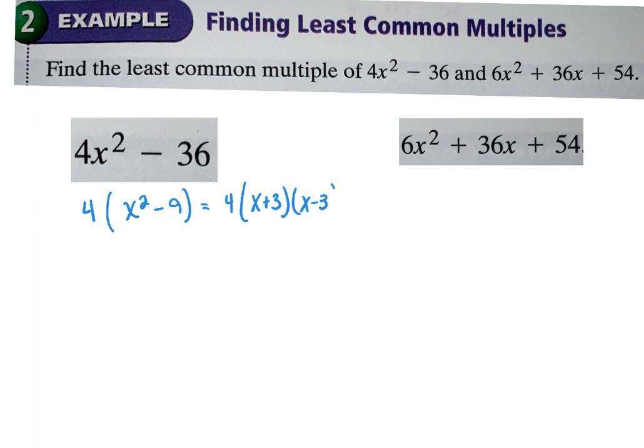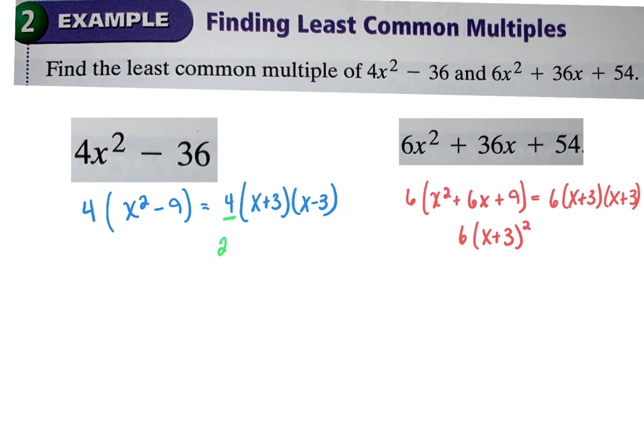There we go. Let's look at the second one. Can anything come out of 6, 36, and 54? A 6, right? I'm left with x squared plus 6x plus 9. Can that continue to factor? Factors of 9 that add up to 6. Another way to write that is x plus 3 squared, correct? If I continue on with my concept of factoring, 4 is technically 2 squared. I have x plus 3, x minus 3. 6 is 2 times 3, x plus 3 squared. These are my prime factors of those. Everybody see that?